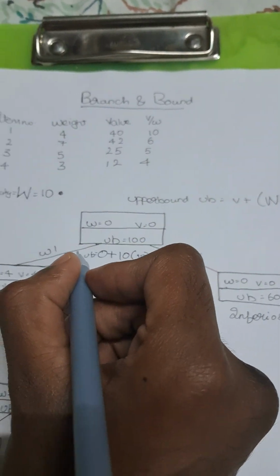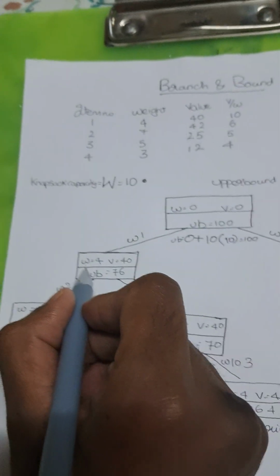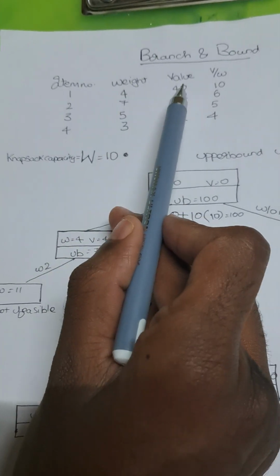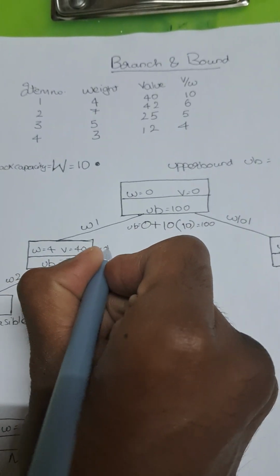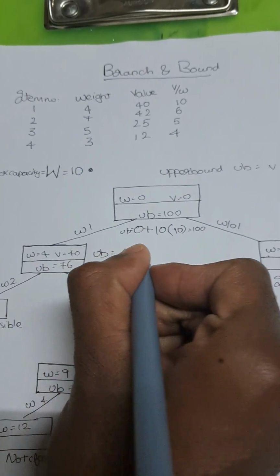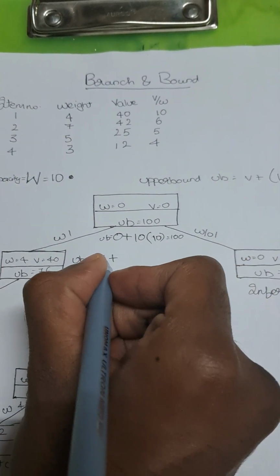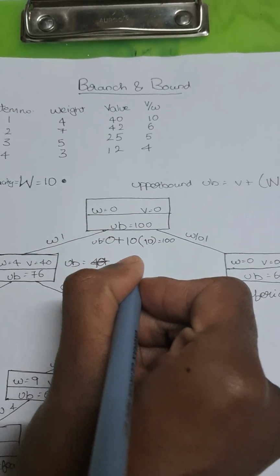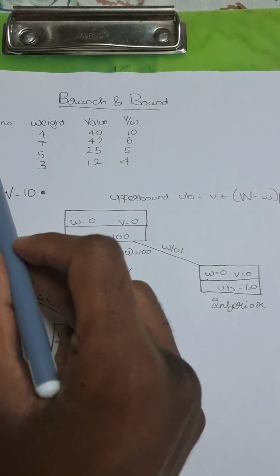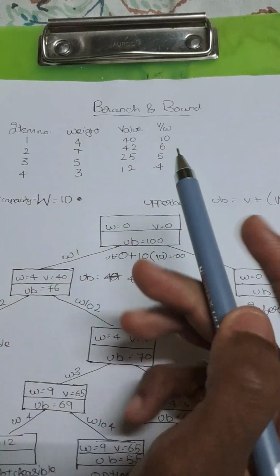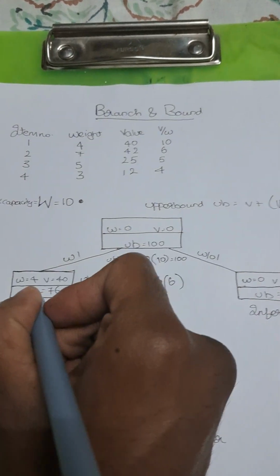Then now we have to split it into two cases, with 1 and without 1. So first let's calculate for with 1. The weight of item 1 is 4 and the value is 40, which we have written here. We calculate the upper bound. Upper bound is equal to 40 plus 10 minus 4, which is 6, into V(i+1) by W(i+1). We have to consider item 2 here, which is 6. So 6 into 6 is 36, 36 plus 40 is 76.